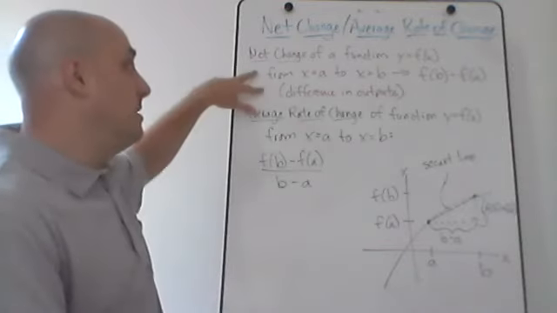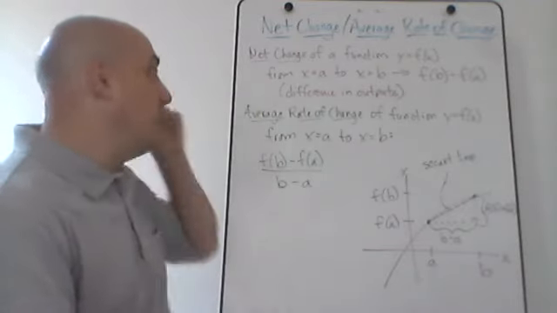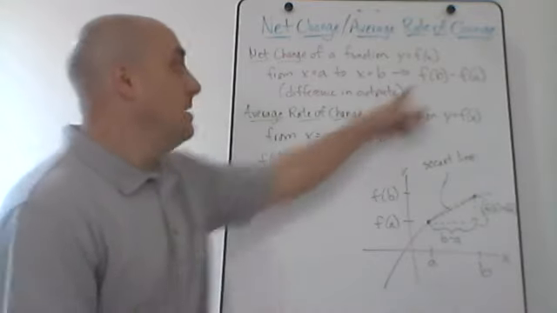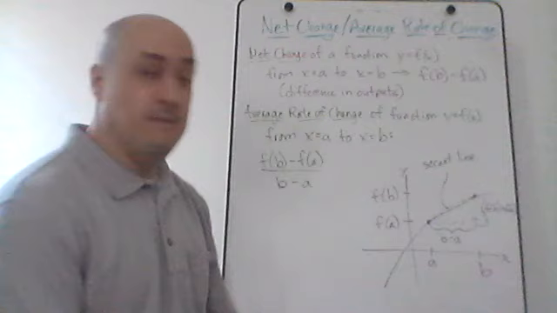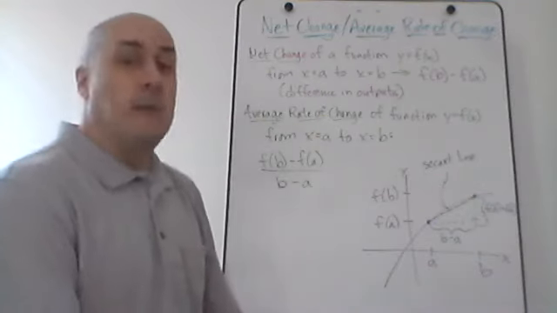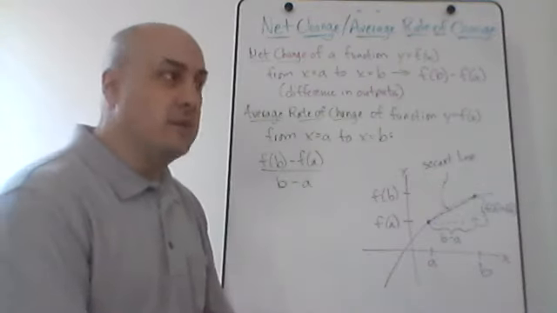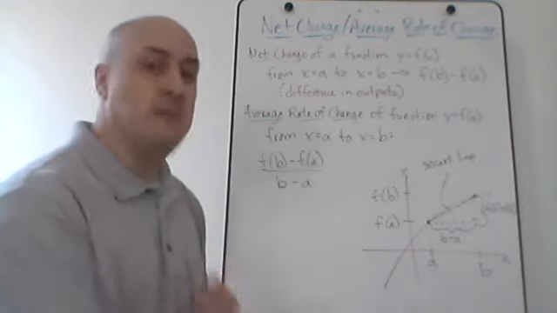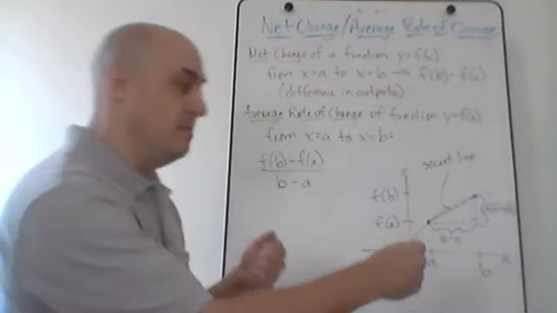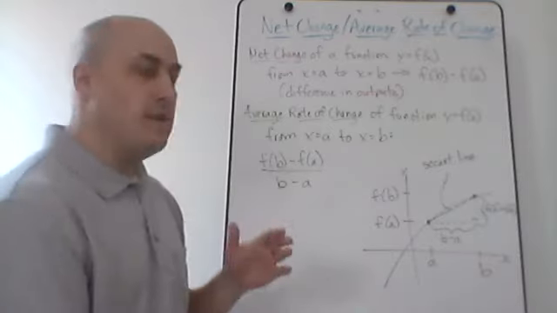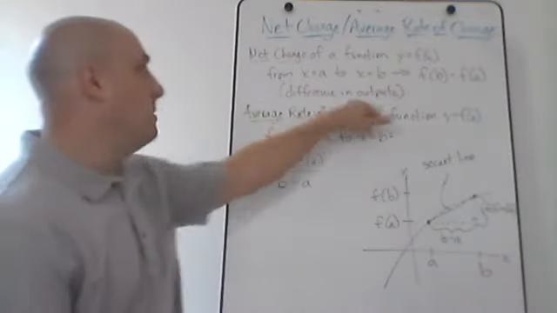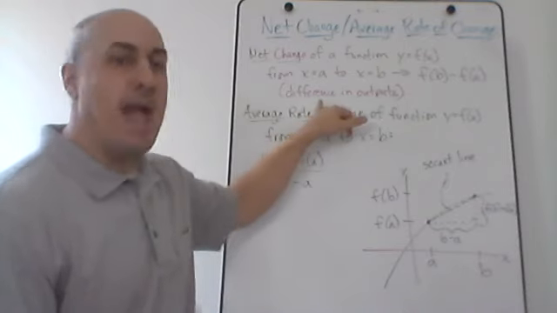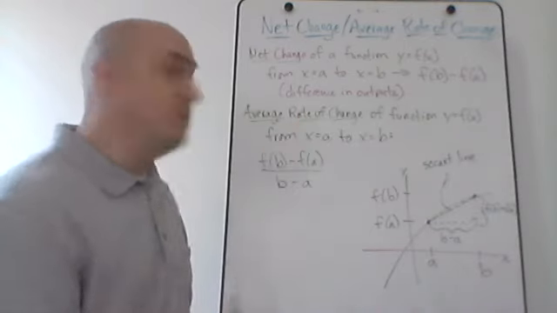Alright, so first off, the net change of a function y equals f of x from x equals a to x equals b is f of b minus f of a. When we're talking about the net change of a function, it's always between two x values, or two input values. From this input value to this input value, how much are the outputs changing? That's what I put down here in parentheses: the net change is really just the difference in the outputs from two different input values.